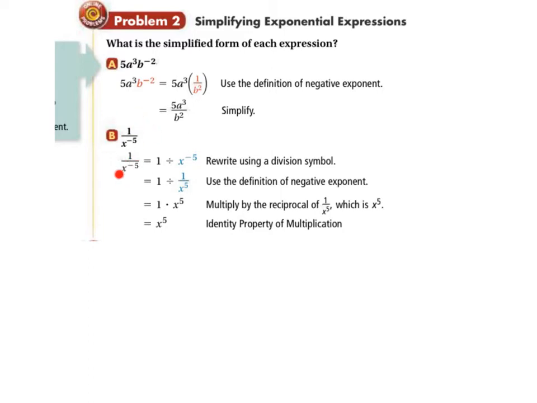1 over x to the negative 5. Now again, the same kind of thing applies. The negative on the 5 forces it up. So it basically pushes up to the top. Let's just say that. So it becomes x to the 5th power. So, if you have negative exponents in the denominator, it pushes it upward. If you have negative exponents in the numerator, it pushes it downward. I mean, that's a simple way to think about that.